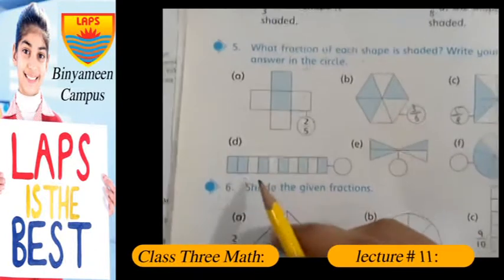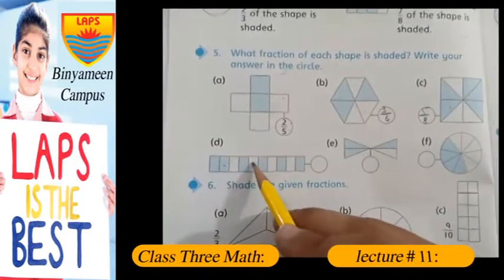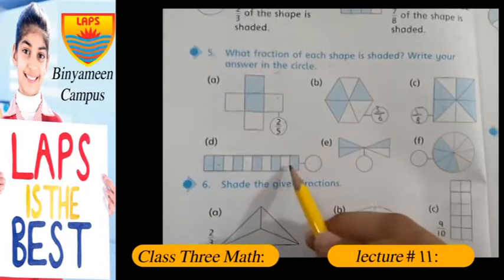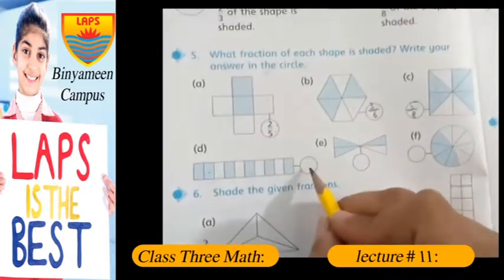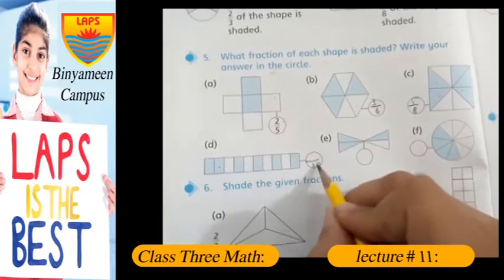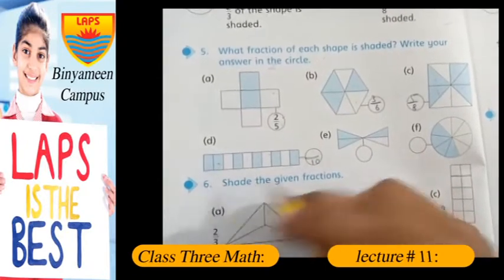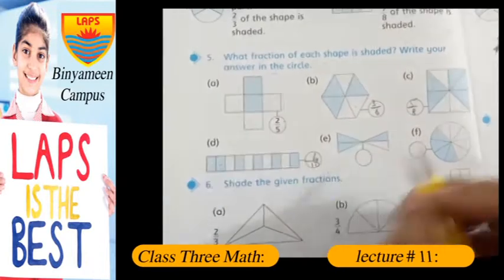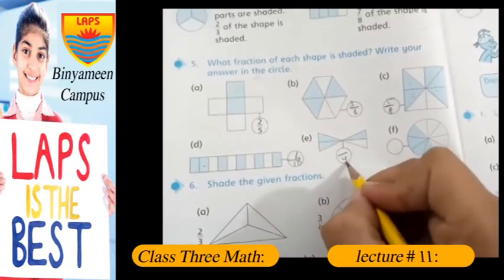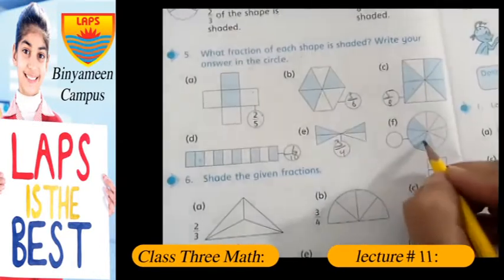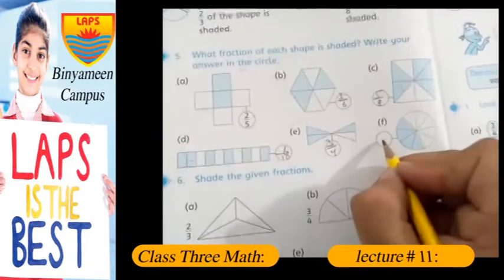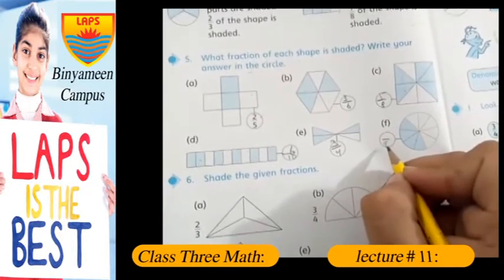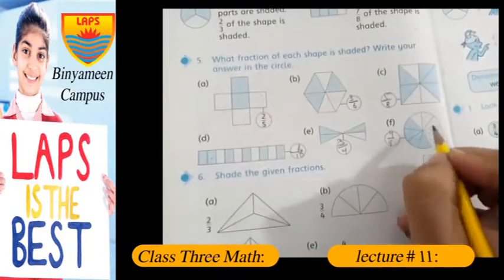Now this shape here has 1 2 3 4 5 6 7 8 9 10, okay, 10 total parts, and 1 2 3 4 5 6, 6 of them are colored, so 6 over 10. Then 4 parts here, and 3 of them are colored, so 3 over 4. And the next has 1 2 3 4 5 6 7 8 9, overall 9 parts, and 4 of them are colored.